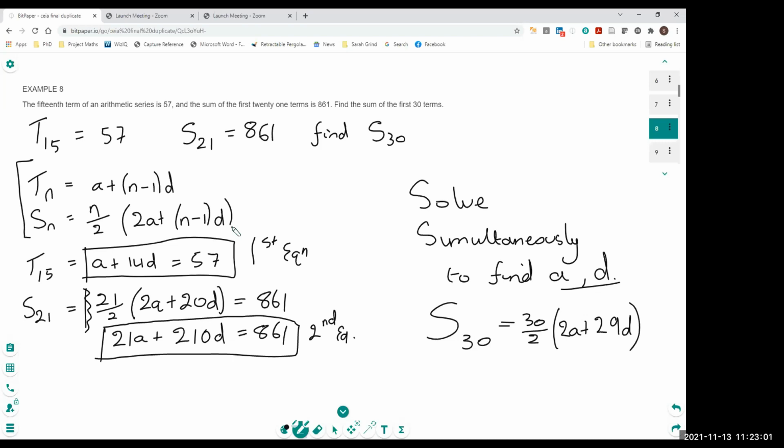So the key at the beginning of the question is take what you're given, take the value of the numbers, which are 861 and 57, and equate them to the formula that you've been given, the standard formula for an arithmetic sequence. And that creates your two equations in two variables that you can solve simultaneously.